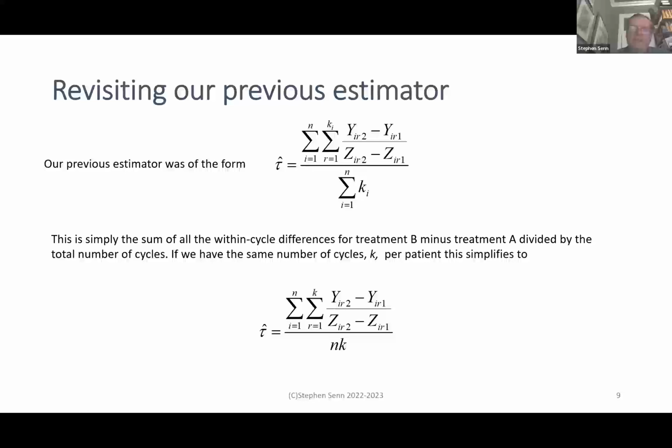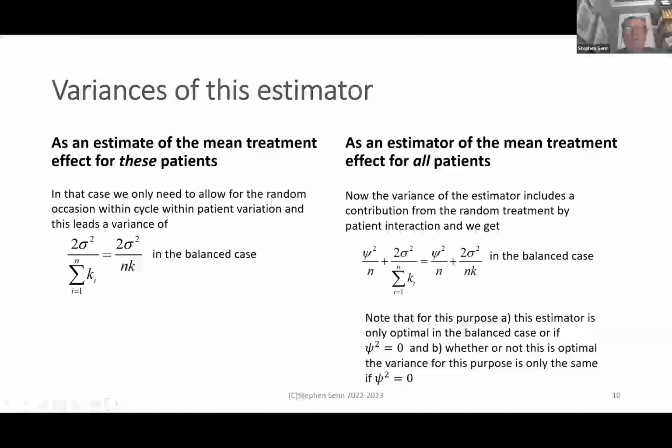If we revisit our previous estimator, the fixed effect estimator, then it was an estimator of this particular form. All we're doing is taking these within cycle differences, which is the numerator here, dividing them by something which flips between -1 and 1, depending upon which treatment was given in the second period of the cycle or the first period, and dividing by the total number of cycles that there were. If we have the same number of cycles per patient, then this simplifies to the following.